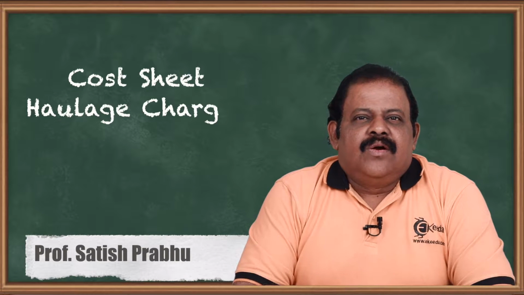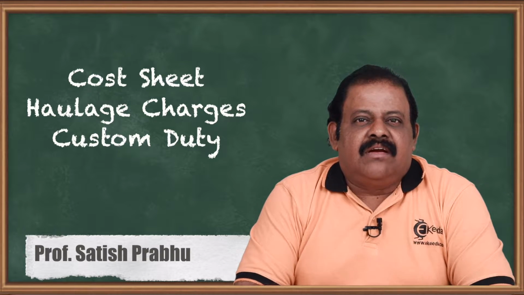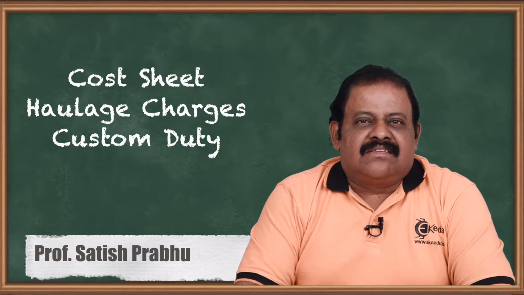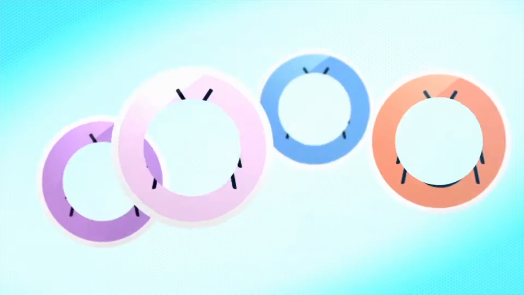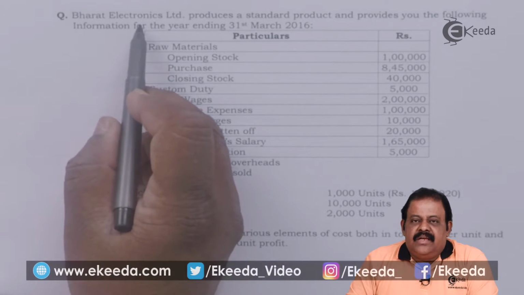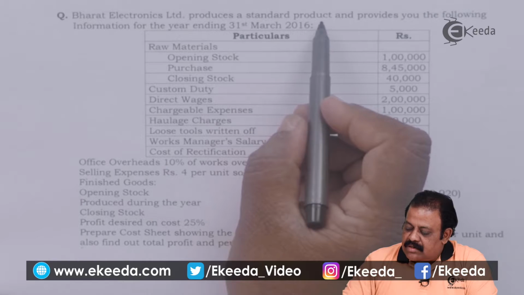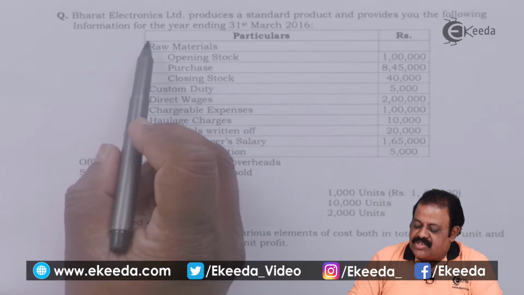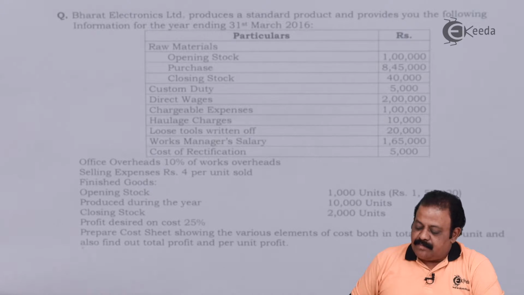Hello friends, today we'll be discussing one question of cost sheet where some typical items are given like haulage charges. Let us see the question. Bharat Electronics Limited produces a standard product and provides you the following information for the year ended 31st March 2016.